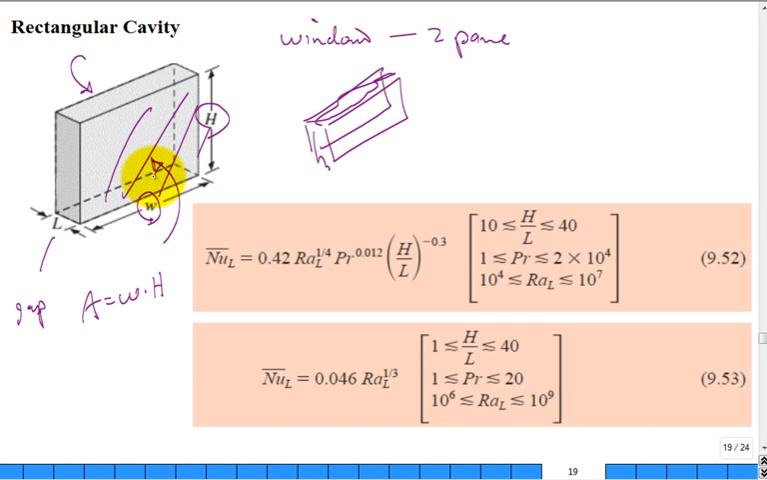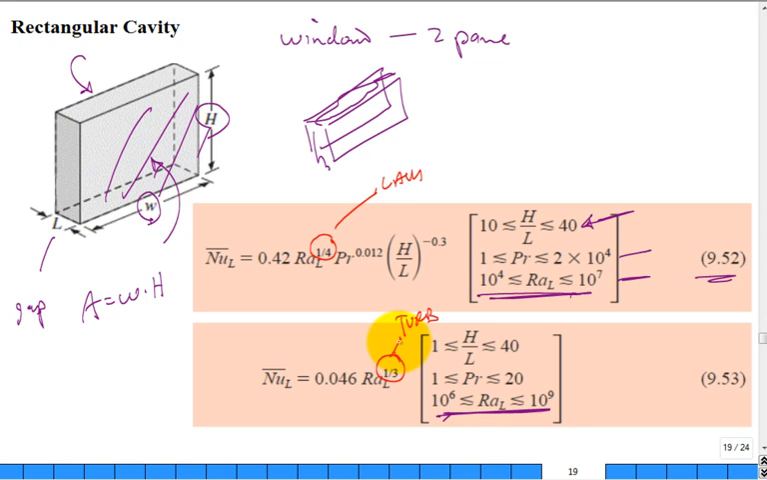Okay. Well, they say if you want to analyze this, what we have to do is make sure, if you want to use this correlation, that you are in this range of geometric ratios. The Prandtl number is in this range, and the Rayleigh number is in this range. Or it looks like this is a lower range of Rayleigh number. This is a higher range of Rayleigh number. Take a look at the exponent here on that Rayleigh number. That looks like LAM to me. And this one looks like TURB to me. So you see patterns in these correlations. They're not always just completely random.